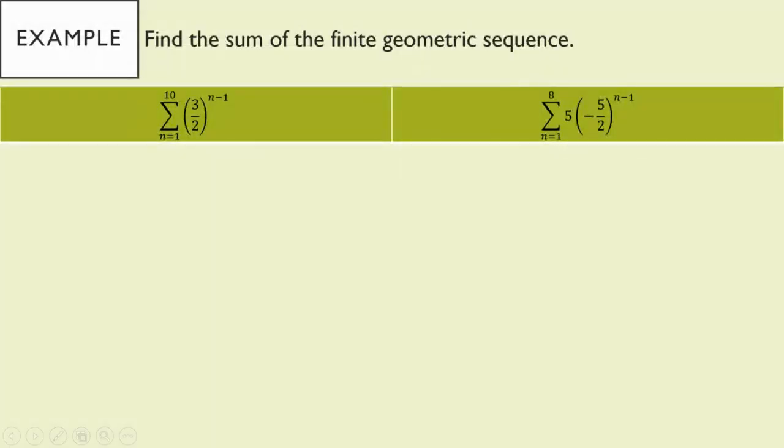We're going to use that formula here, and I'm going to rewrite it. So our sum, and both of these start at n equals 1, is A1 times 1 minus r to the n over 1 minus r. Let me verify, yeah, make sure that I wrote that correctly.